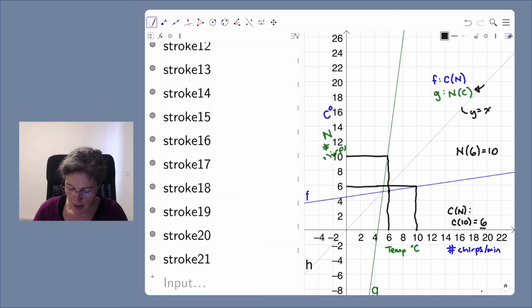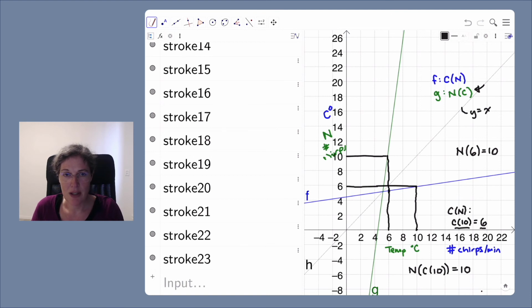But the thing to notice is that what I've really done here is I've said n of C of 6, sorry, C of 10, whoops, n of C of 10, because I started out with C of 10, is equal to 10. And in fact, and we'll have a look at this in a moment, one of the key things about inverse functions is they undo what the original function did. So see what happened here. Our function c took 10 and gave us out 6. And then we plugged that 6 into n, and it undid that, and it gave us the 10 back.